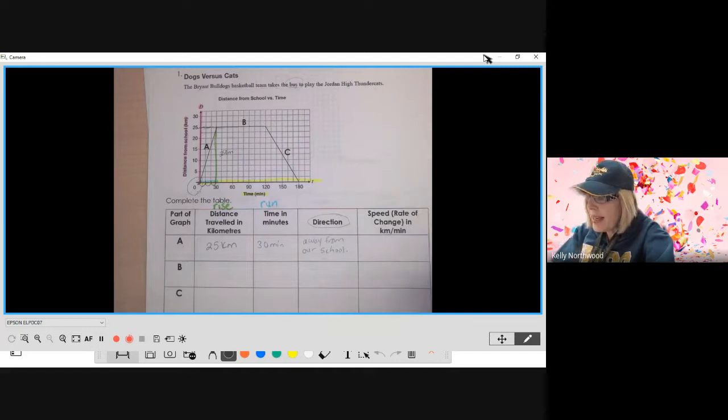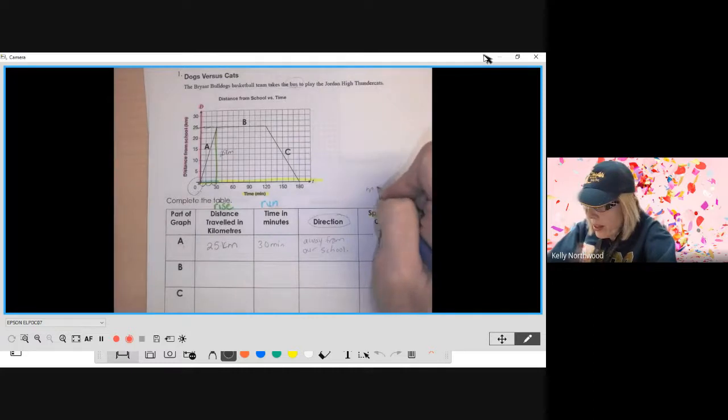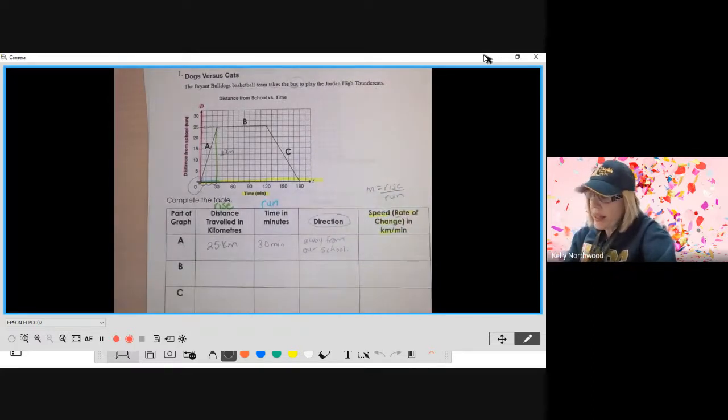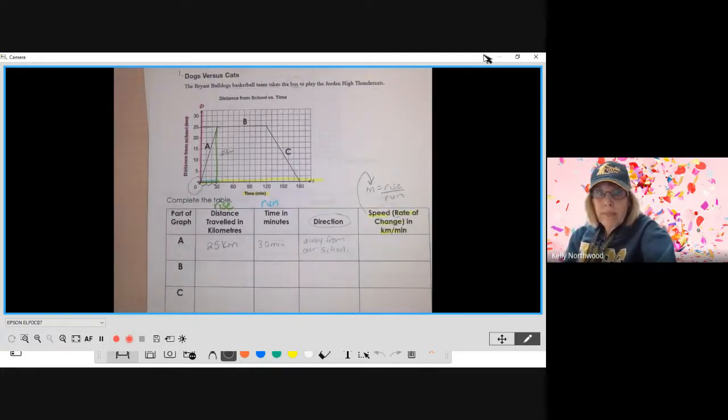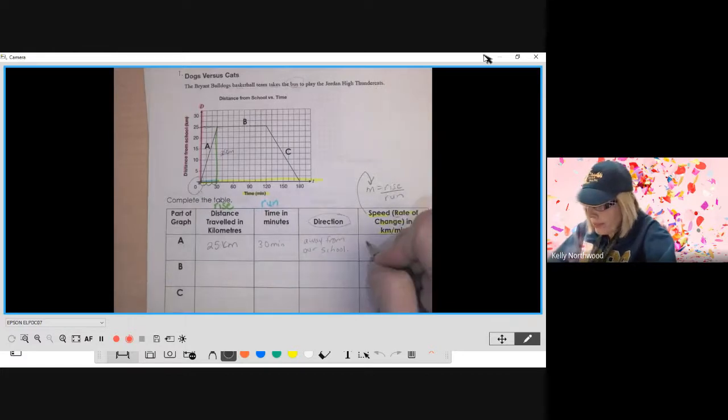And then the speed is distance over time. It's a rate of change, which is really important to know. Speed is a rate of change. So we use the formula rate of change or slope is rise over run, and that's going to give us the speed. So we've got our rise, it's 25 kilometers. We've got our run, it's 30 minutes.